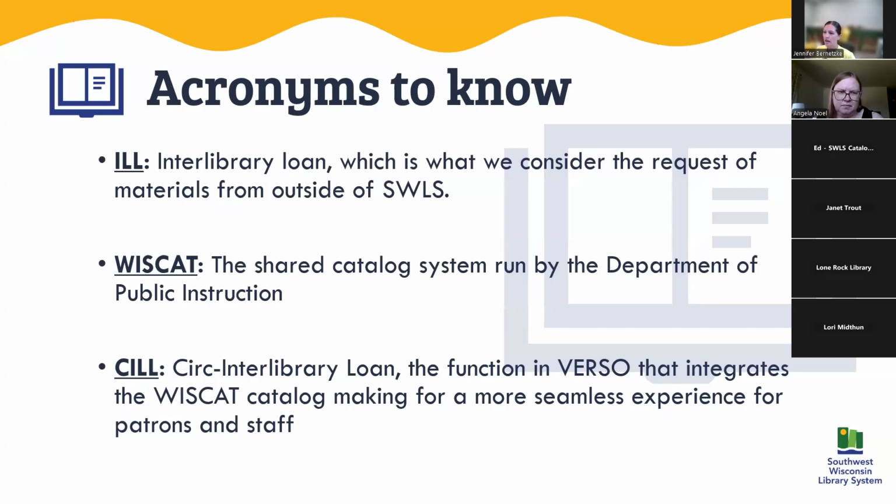So you're going to hear me say WISCAT or CILL interchangeably. That's because before we used Verso as our catalog, WISCAT was a separate entity and we had two different screens going. So I use both because some people remember it as WISCAT. Some people only have ever used it as CILL, which is the thing inside of Verso. So anytime you hear those two terms, remember it's just the function of interlibrary loan.